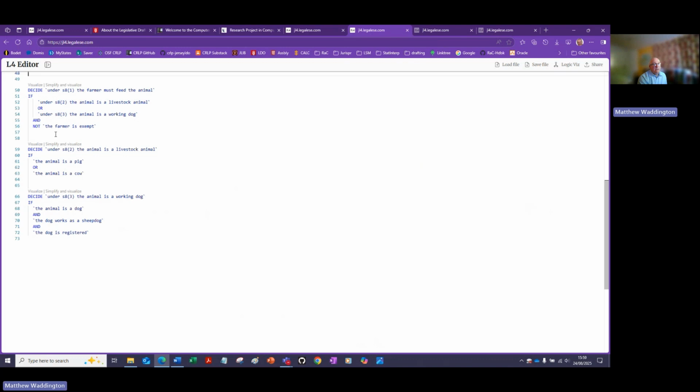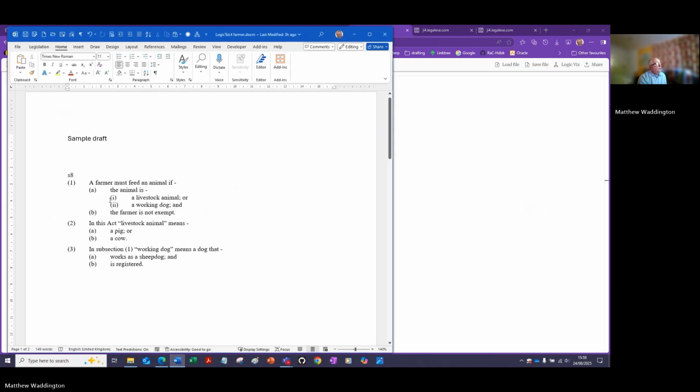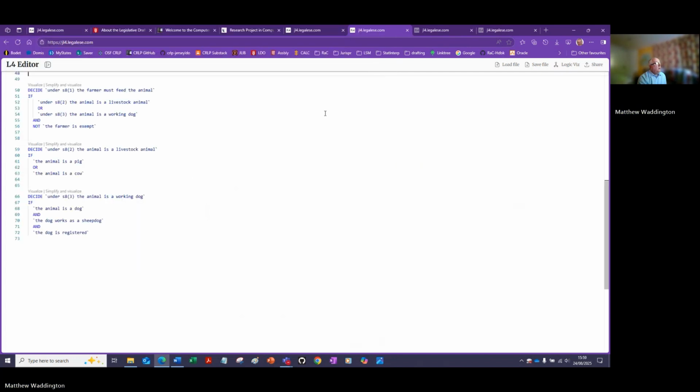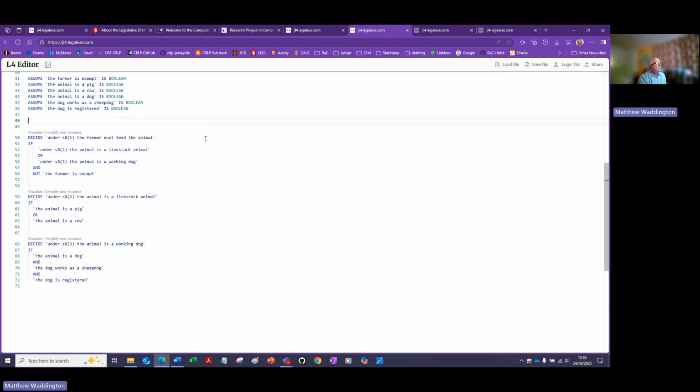So that's how we distinguish between that in our drafting, by taking A and B, A for the animal, B for the farmer, and then breaking A up further into more indented paragraphs there. So nevertheless, that's still fairly technical. How would we get to there?